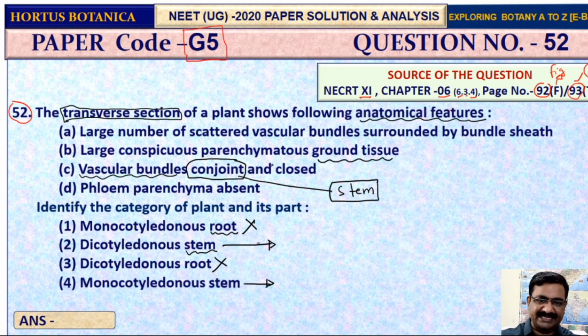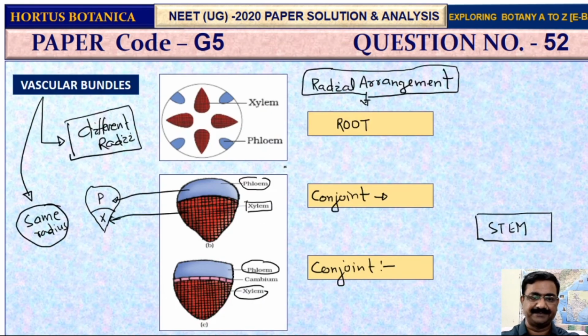See, the second option given is that the vascular bundle is closed. What does it mean? See, both are conjoint, but we are finding this very important structure. I am pointing to it with the red color: this is the vascular cambium.